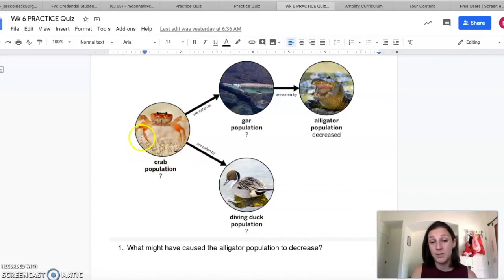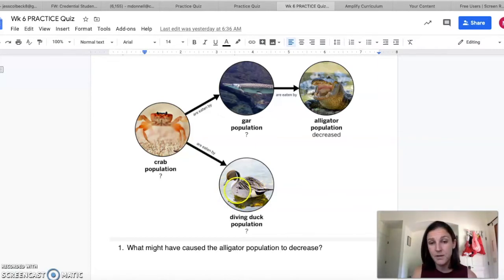Now, if the crab population goes down, what does that mean for the diving ducks? There's going to be less food for the diving duck population, and so their population would not have enough energy storage molecules to survive. So either their deaths would increase or their reproduction would decrease. They don't have enough energy storage molecules to reproduce, and so their births would decrease, causing an overall decrease in population.